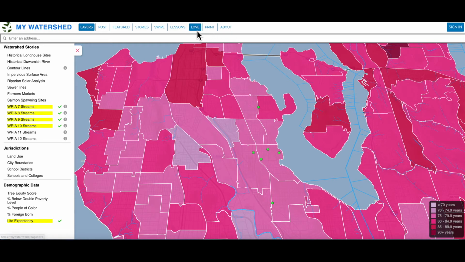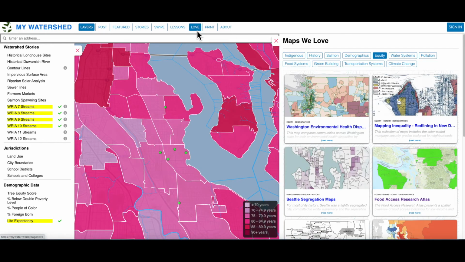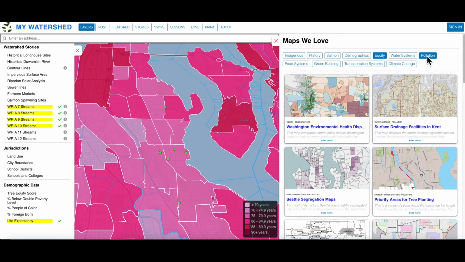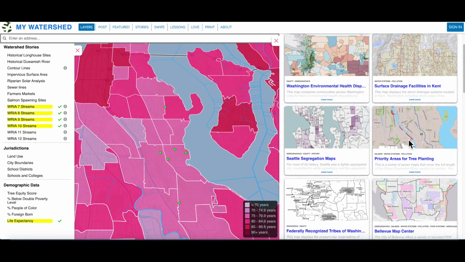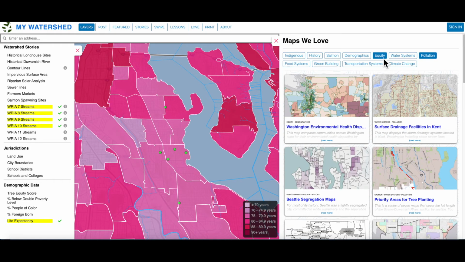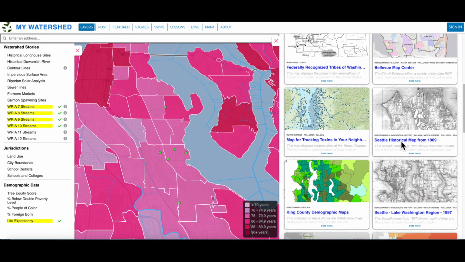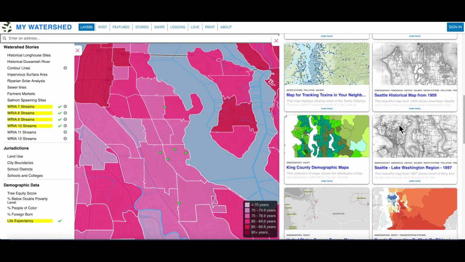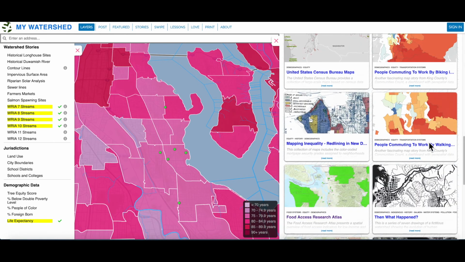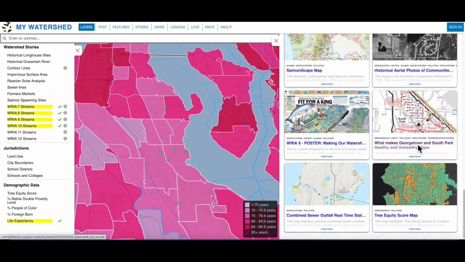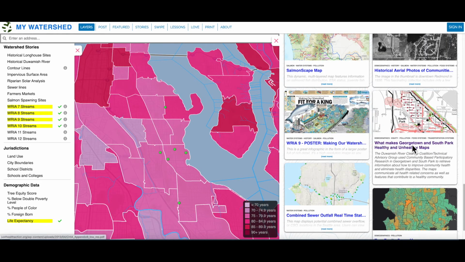I think a big part of environmental health is the air that people breathe. Could pollution perhaps be playing a role in environmental health and hence life expectancy of people in areas of Seattle? So I'm going to the maps we love to take a look at this. And I think a good place to start, since I was looking at the White Center area and looking around South Park, would be, let's see, yeah, what makes Georgetown and South Park healthy and unhealthy maps.